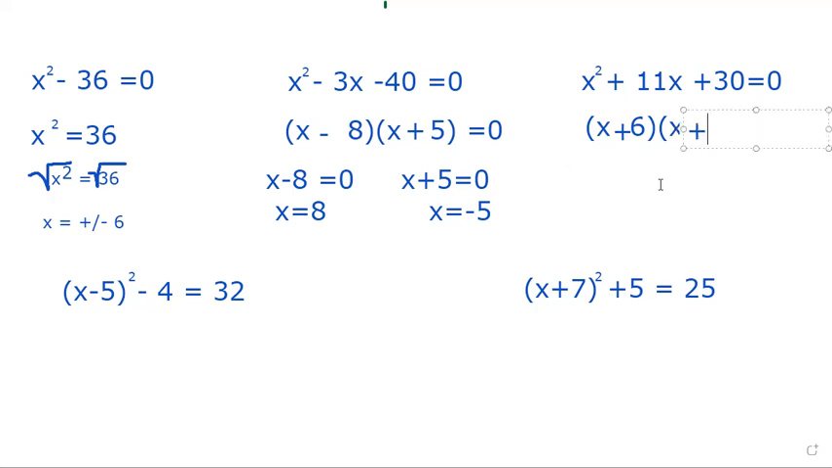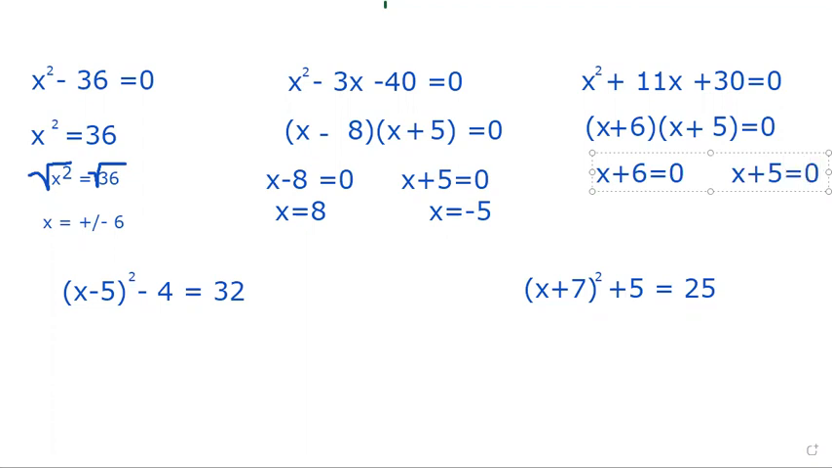All right, so we're not finished here. Remember, we're going to say x plus 6 is equal to 0, and also x plus 5 is equal to 0. When we move that positive 6 to the other side of the equation, it becomes negative 6. And when we move this positive 5 to the other side of the equation, it becomes negative 5. So those are our final answers.